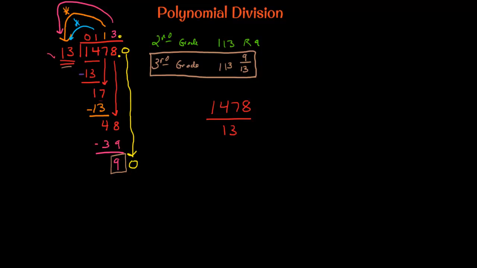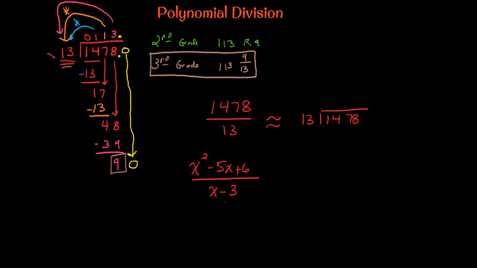1,478 all over a value of 13. That is synonymous with saying 13 divided into 1478. Those are synonymous terms. So now let's go ahead and perform an example of a polynomial division. So let us say that we wanted to take x squared minus 5x plus 6 all over x minus 3.